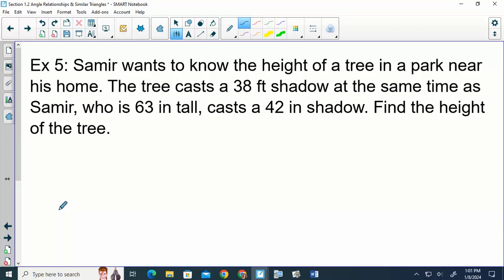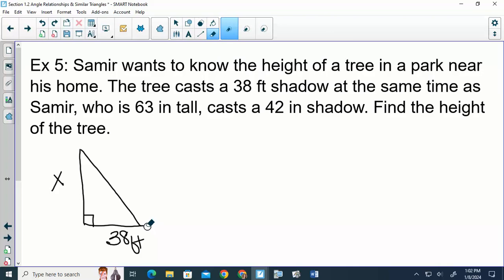What do I do? Draw a triangle. I don't know how we get a triangle, but you draw one. Well, so we would assume the tree is vertical. And where does your shadow go? On the ground. So let's assume this is a right angle. Okay, we don't know how tall this tree is. His shadow is 38 feet.